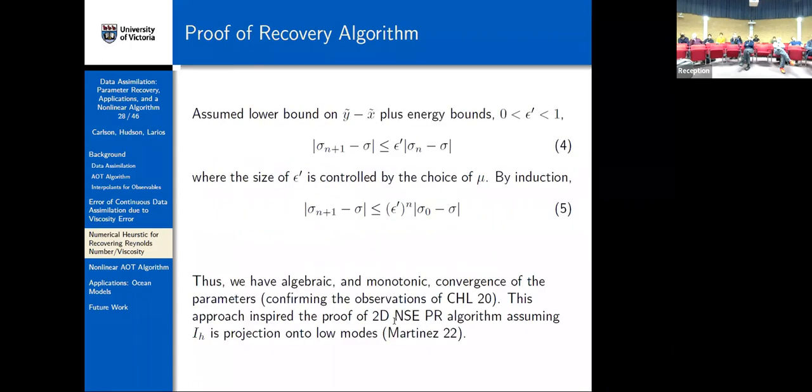And so assuming the lower bound on that y tilde minus x tilde that we're dividing by, we have to assume we're not dividing by 0, plus those energy bounds, we can get that sigma n plus 1 minus sigma is less than or equal to epsilon prime times sigma n minus sigma. Now, this epsilon prime is controlled specifically by the choice of mu.